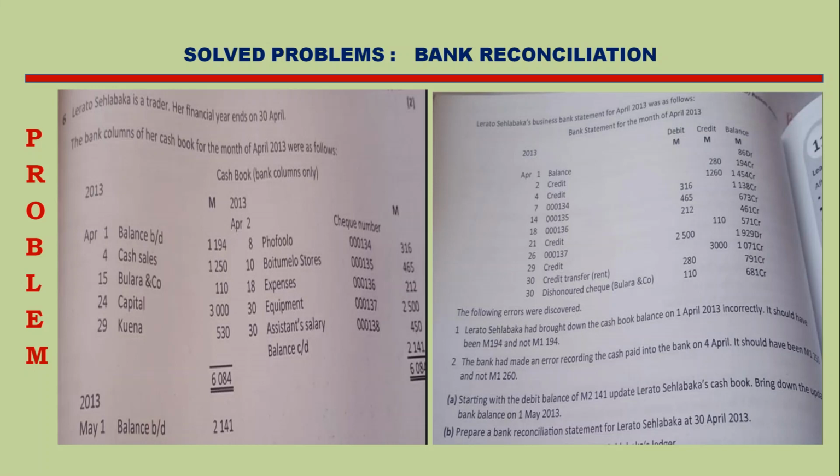April 21, credit 110, closing balance 571 credit. April 26, 000137, check number, amount debited 2500, closing balance 1929 debit. April 29, credit 3000, closing balance 1071 credit. April 30, credit transfer rent 280 debit, closing balance 791 credit. April 30, dishonored check Pulara and Company 110 rupees debit, closing balance as per bank 681 credit.